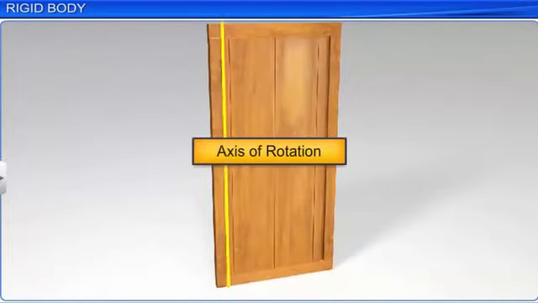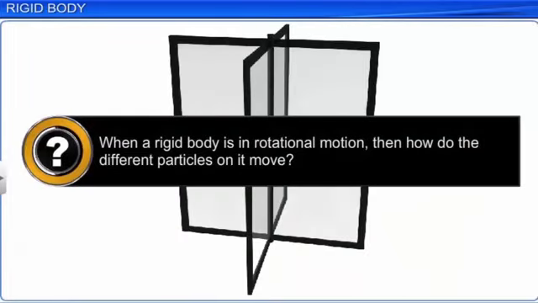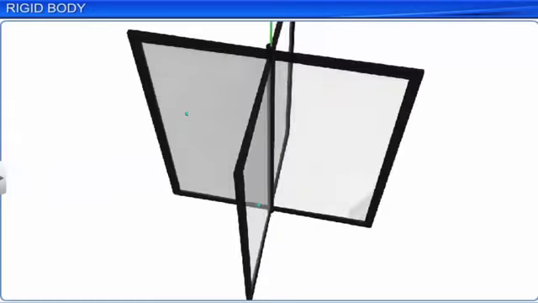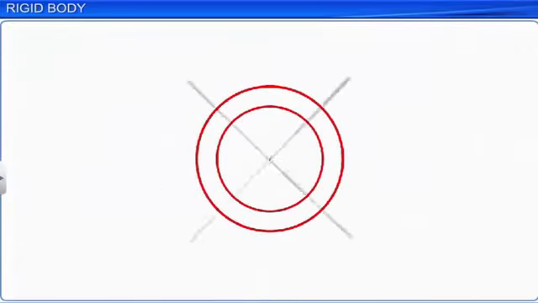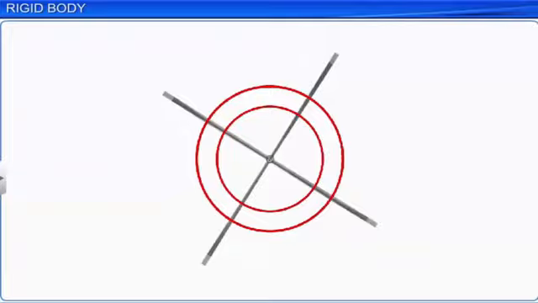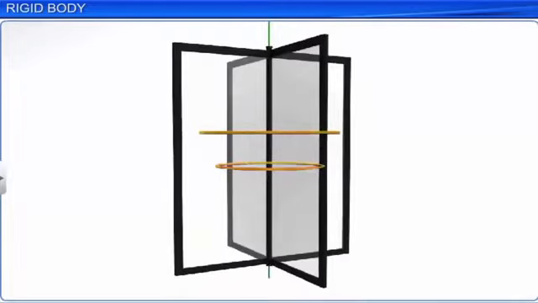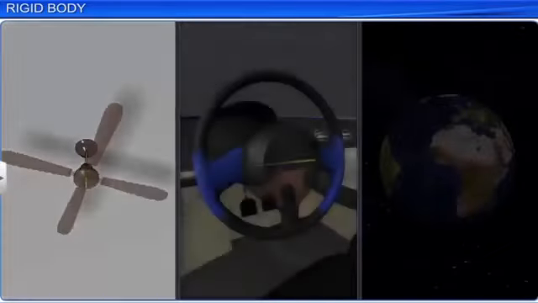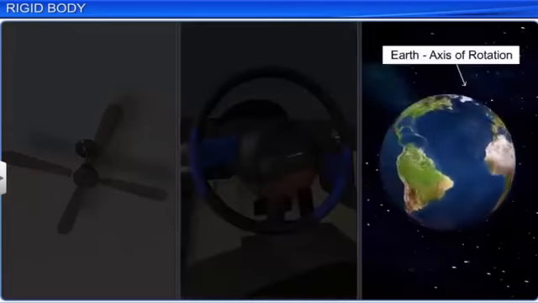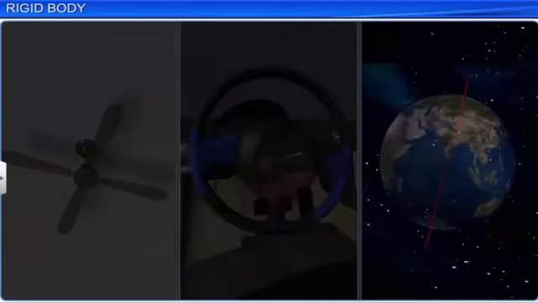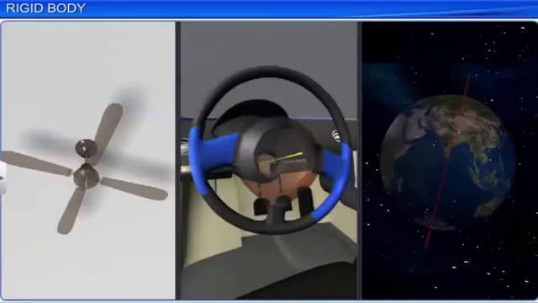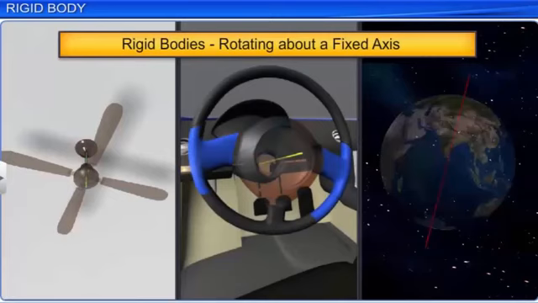When a rigid body is in rotational motion, how do the different particles on it move? Every point on it moves along a circular path with the center on the axis of rotation, and the plane of this circle perpendicular to the axis of rotation. The rotating blades of a fan, the steering wheel of a car, and the Earth's rotation are some examples of rigid bodies in pure rotational motion. In all these examples, the axis of rotation is fixed and the rigid body rotates about it.